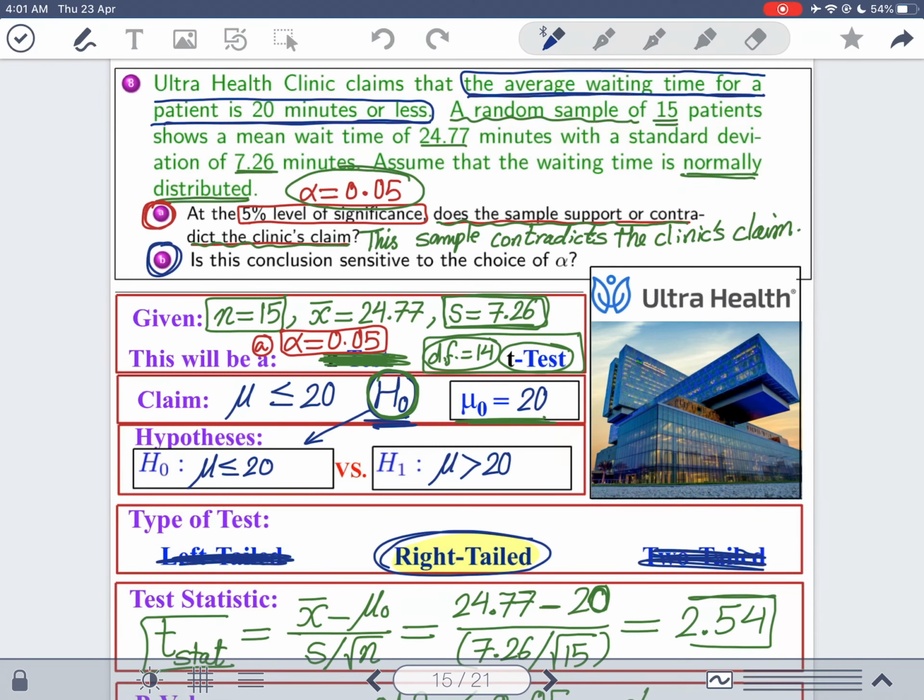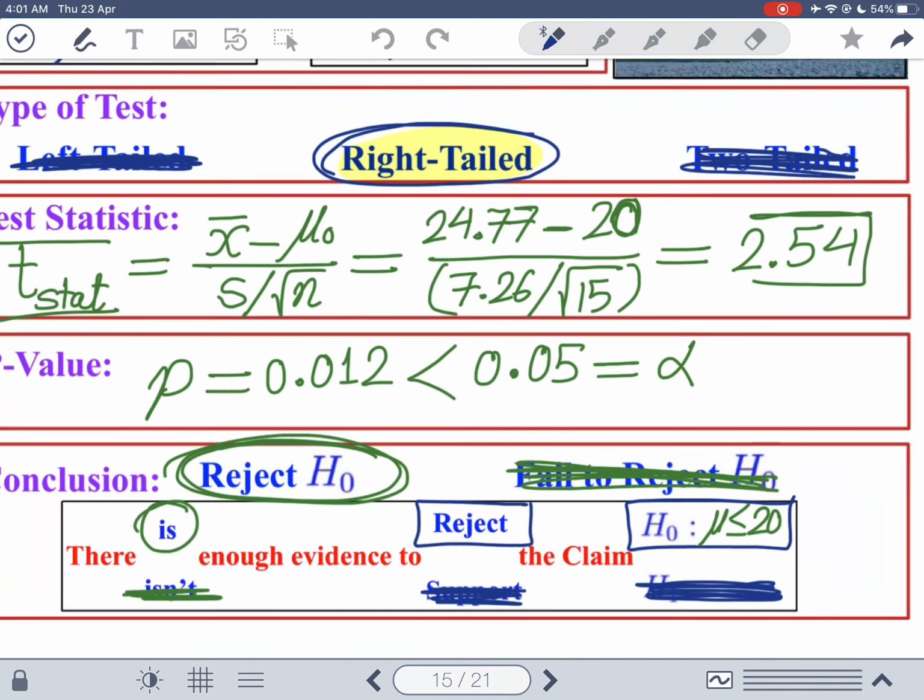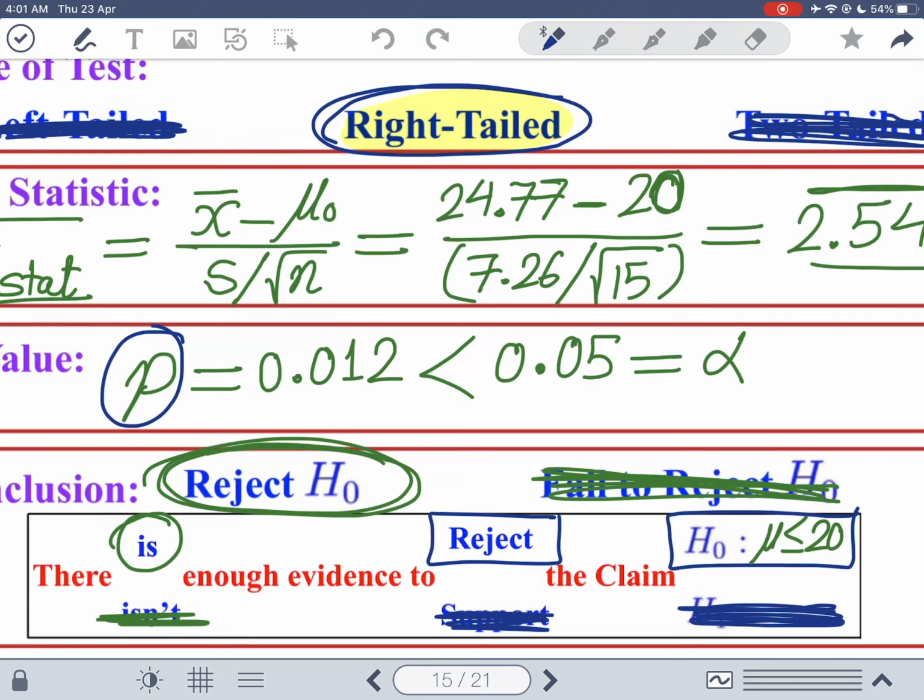It says, is this conclusion sensitive to the choice of alpha? Which conclusion? Of course, that the sample contradicts the clinic's claim. So look here. What is P? P is about 1.2%. Now, what happens if we have chosen alpha to be 1%? If you wanted to do it on level of significance 1%, then notice that the p-value is going to be bigger than alpha.